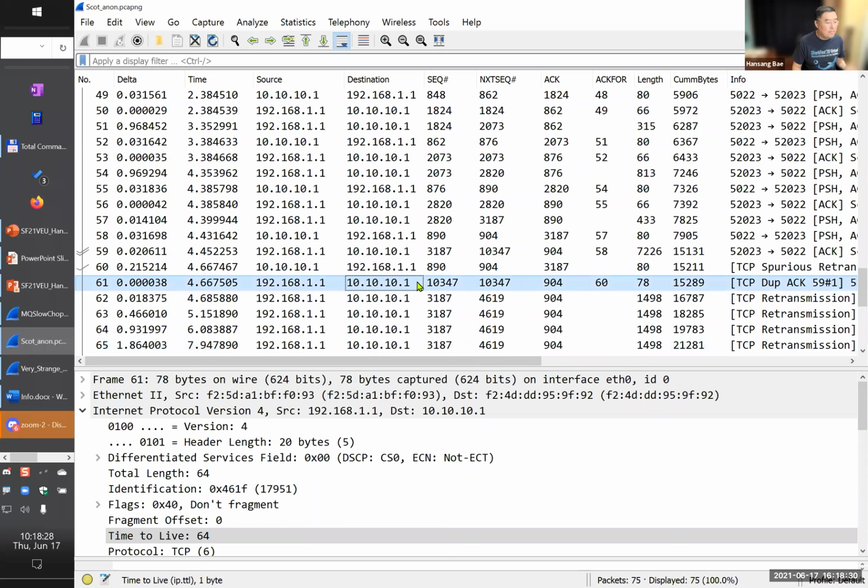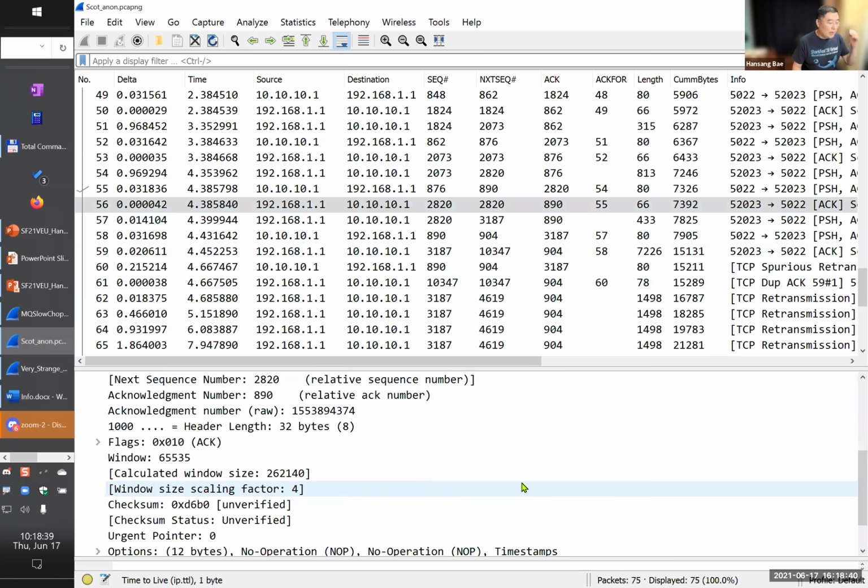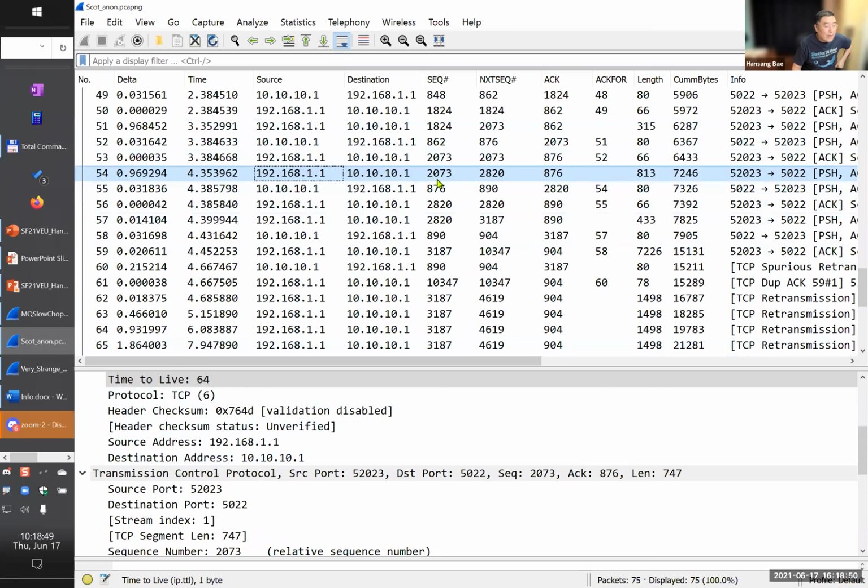Let's come back to here and figure out what's going on. Let's close out the internet protocol and look at the sequence number of what exactly went wrong with 192.168's transmission, starting with, say, here. I'm at 2073. I transfer 747 bytes, 2822. That's good. And then I go to 2820 to 2820.